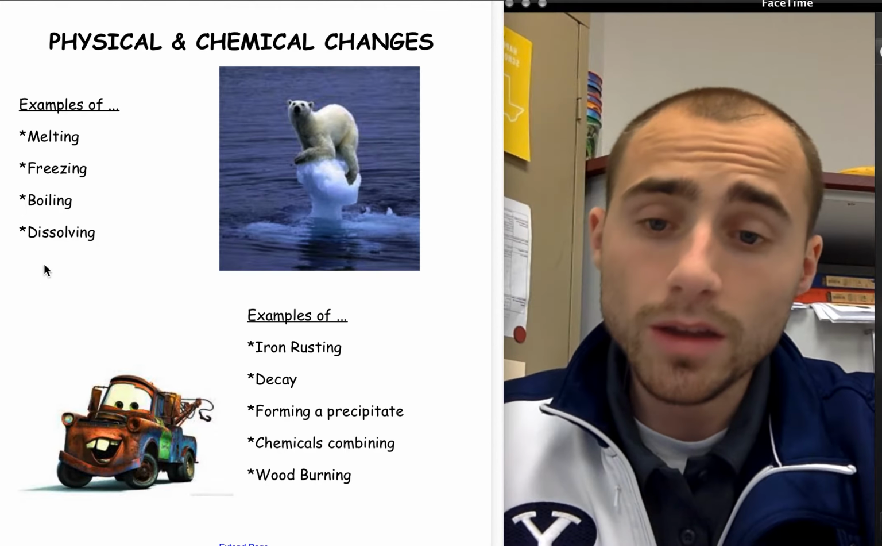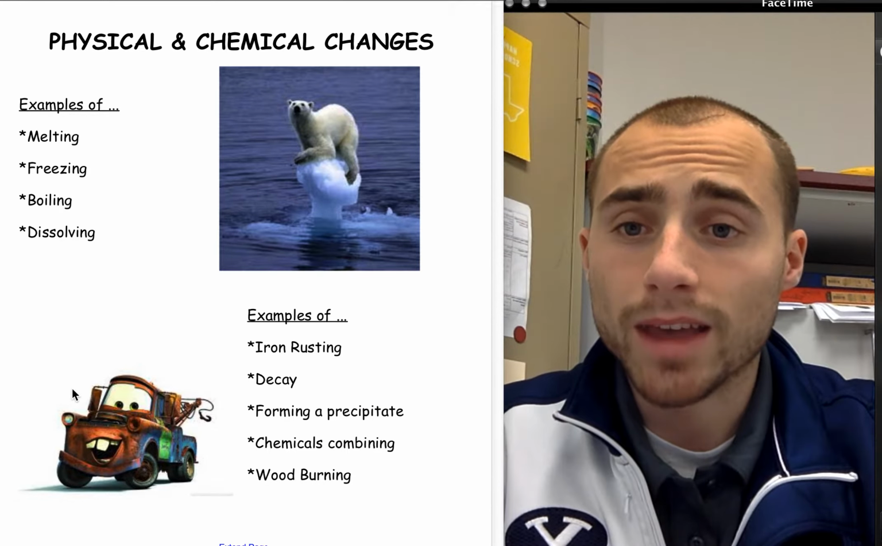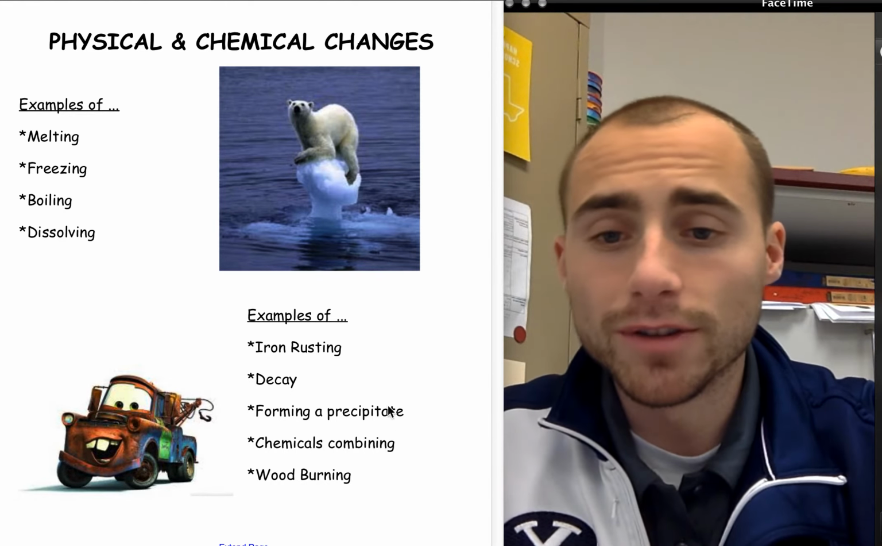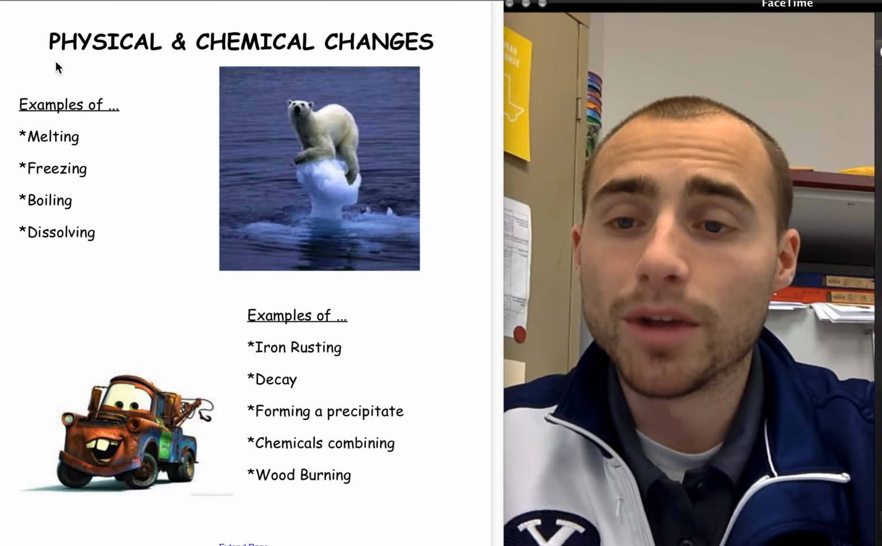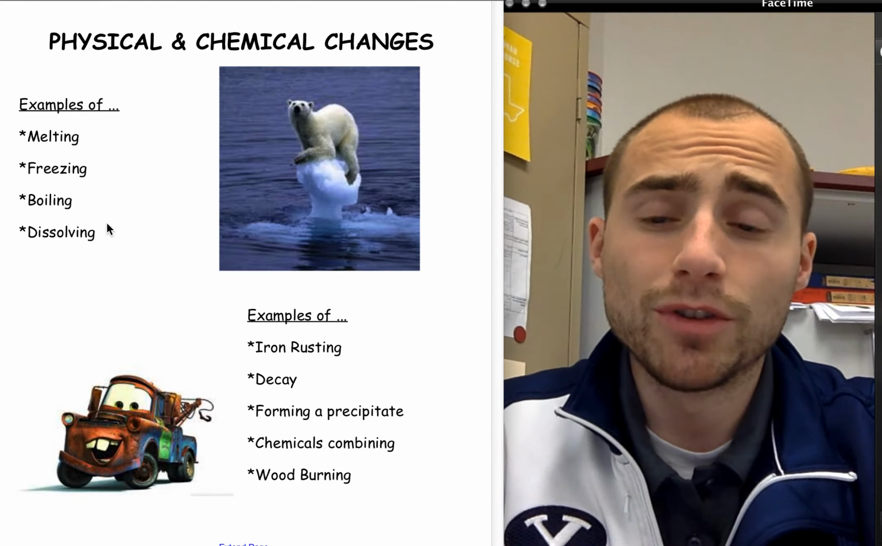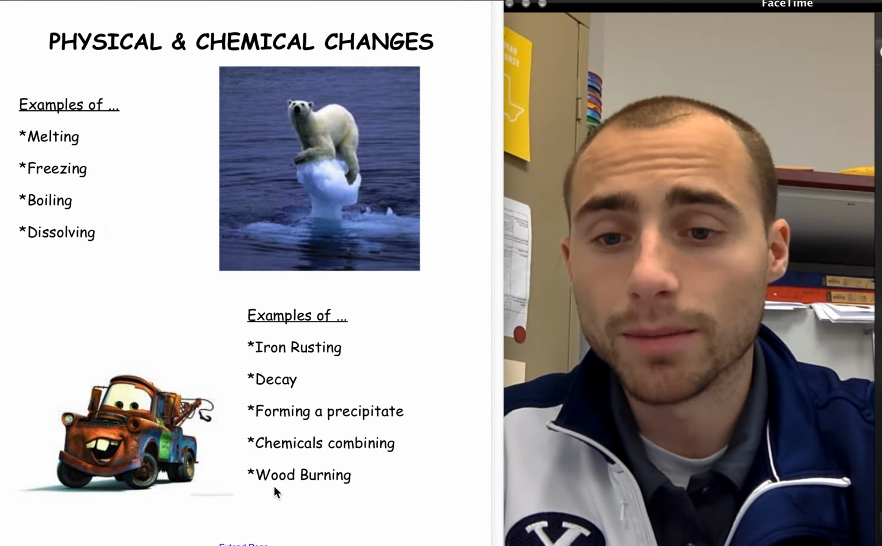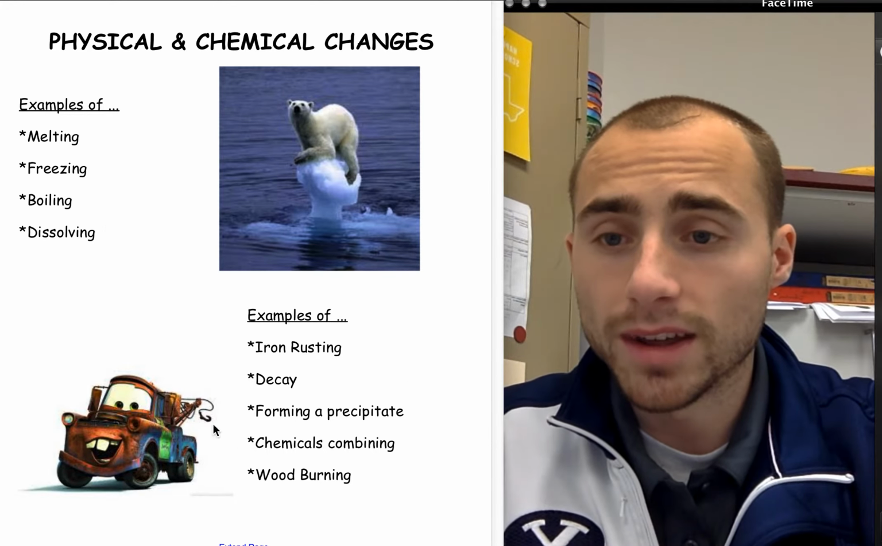Now, looking at characteristics of physical and chemical changes, try to identify which of these lists is an example of physical changes and which of these lists is an example of chemical changes. So take a minute, look at those. Hopefully you took a guess.